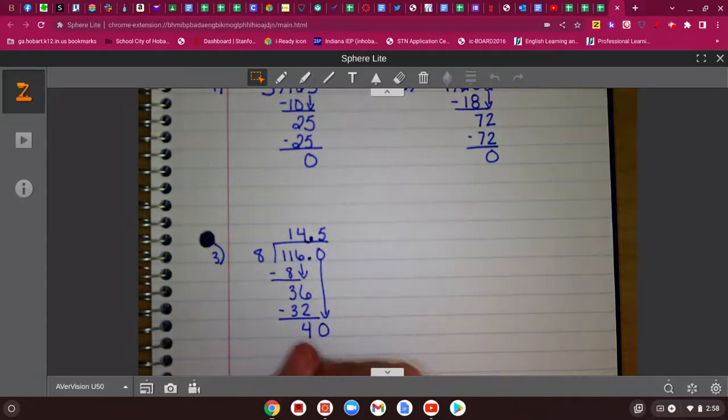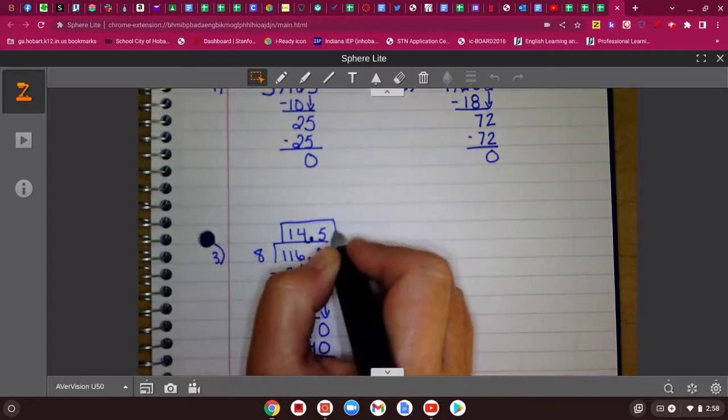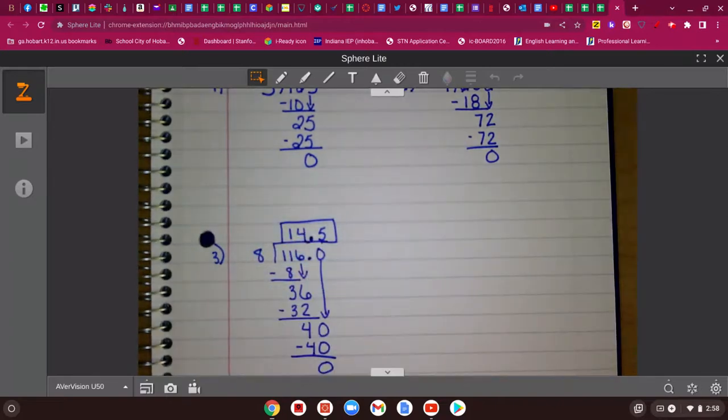8 times 5 would give you 40. And then when you subtract, you get 0. So 8 goes into 116 14 and 5/10 times. Okay. So now what you're going to do in your notebook on your own is 3 problems by yourself. Okay, and I will set those up for you.